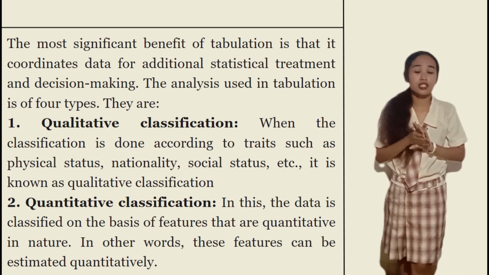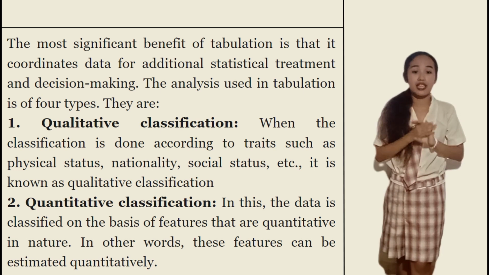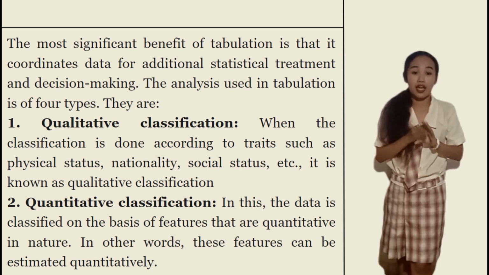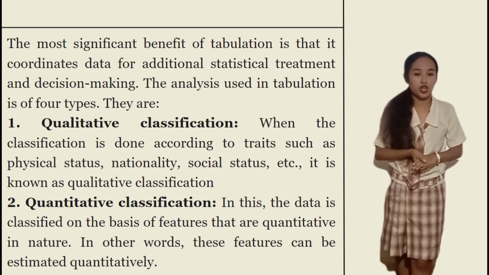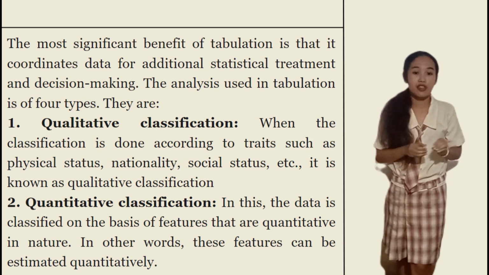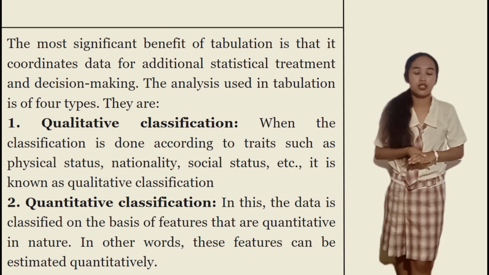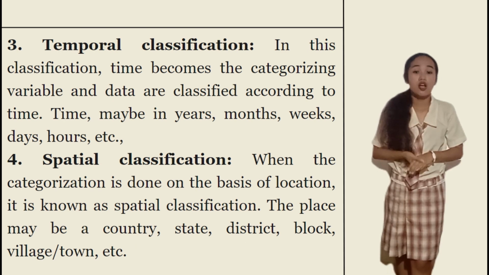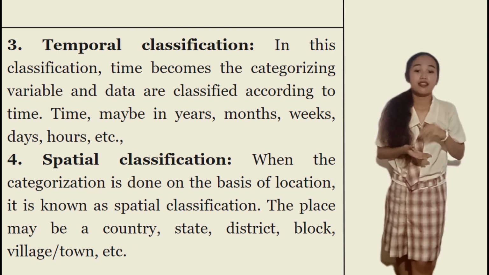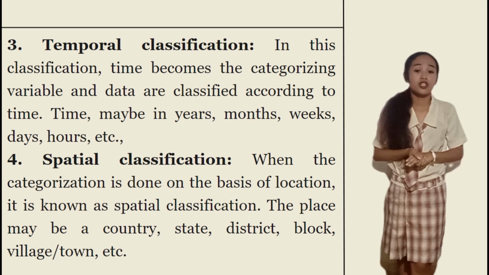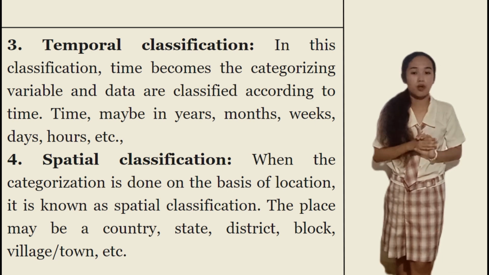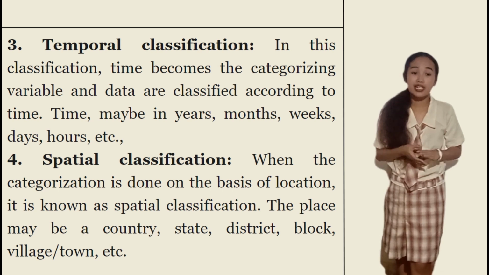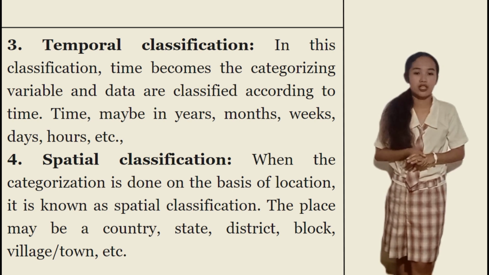Quantitative classification, on the other hand, is where the data is classified on the basis of features that are quantitative in nature. In other words, these features can be estimated quantitatively. The next one is the temporal classification. In this classification, time becomes the categorizing variable and data are classified according to time. Time may be in years, months, weeks, days, hours, etc.